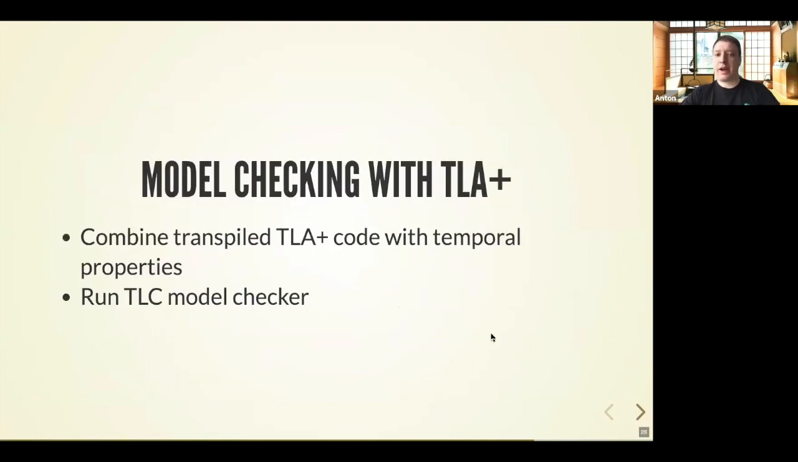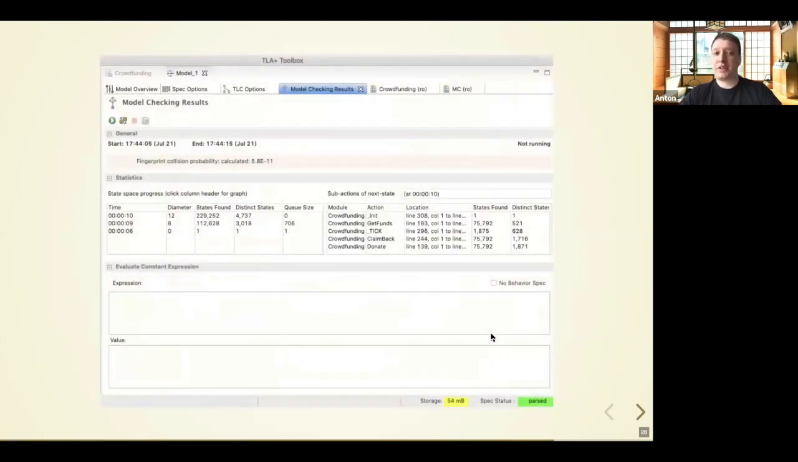So you combine the transpiled TLA+ code with your temporal properties, like I showed you before, for example, eventually always balance is 0. And you run the TLC model checker on this combined thing. For example, we already have the crowdfunding contract. You can check out Scilla on readthedocs.io. If you check out that contract, it's already correct, and this shows you that there is no error. This part says it's totally okay. That's a screenshot from the TLA+ Toolbox.